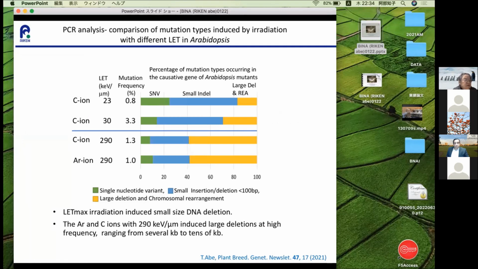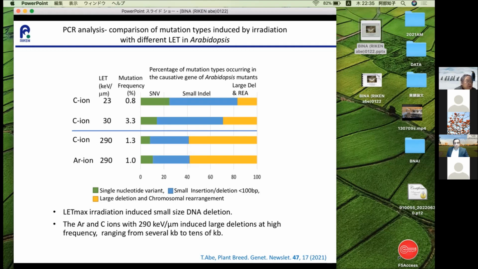This figure shows a comparison of mutation type induced by radiation with different LET in a morphologically mutant encoded gene by PCR analysis. Mutation rate differed between LET 30 and 23. On the other hand, mutation type of LET 23 and 30 were not very different. LET max irradiation induced small size DNA deletion. Therefore, carbon ions with LET 30 might be useful for highly efficient mutation breeding.